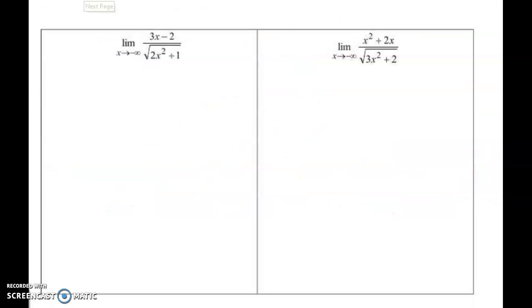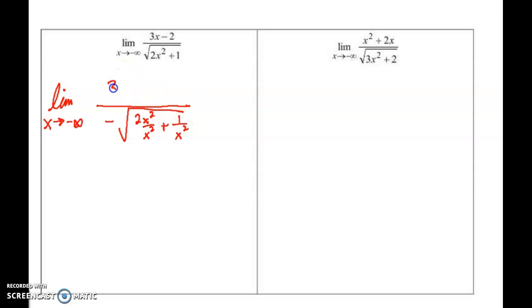So now we just have problems to help you understand. It's really the same thing. Because it's negative infinity on this, you want to practice sticking a negative in front. And we're dividing by x squared, the square root of x squared. And then in the top, it's just dividing by x. So this cancels, this cancels, this is 0, this is 0. So what we're left with is 3 over negative square root of 2.